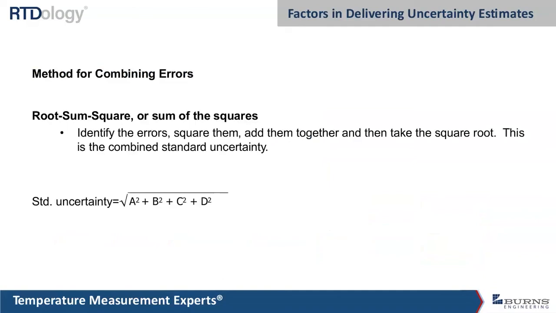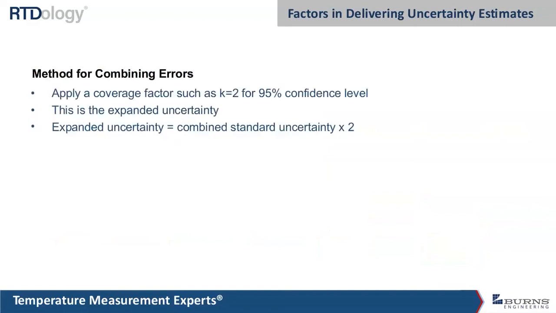So what do we do with all of these errors that we've got? One of the easiest ways to combine these and come up with a standard uncertainty is with this root sum square method. So we just take all the error sources, square them, add them together, and then do a little square root. And if we want to do an expanded uncertainty for this 95% confidence level, we just multiply by 2.